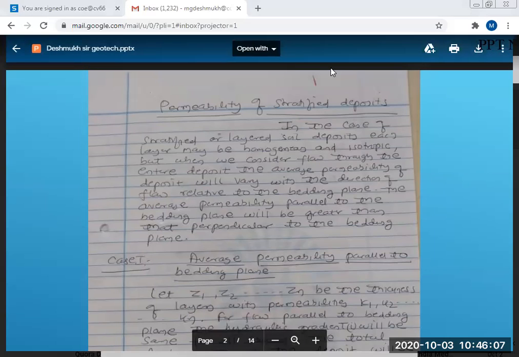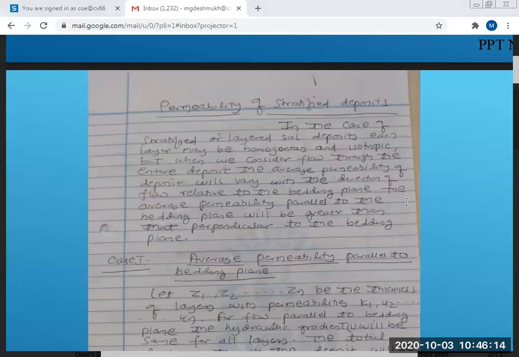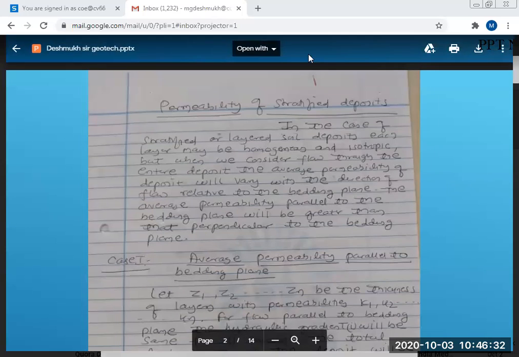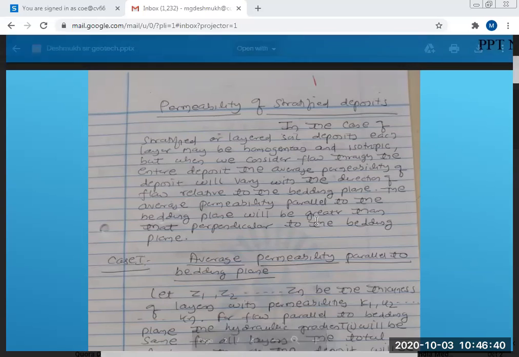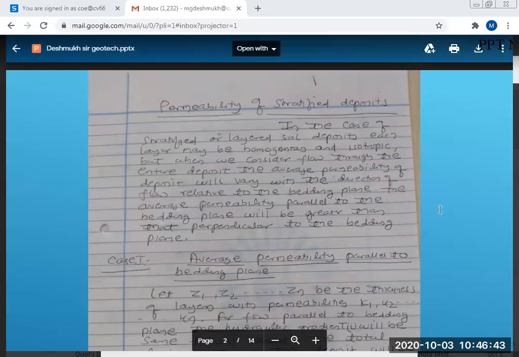One is when the flow is parallel to the bed planes, and the second is when the flow is perpendicular to the bed planes. This derivation is exactly similar to what I told you in electrical, when resistances are connected in series and when resistances are connected in parallel. When resistances are connected in series, the current is common in all the resistances, and we find effective resistance R is equal to R1 plus R2 plus R3 plus R4.